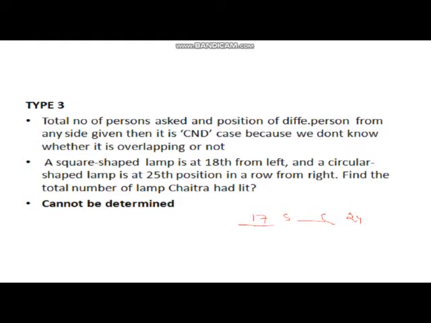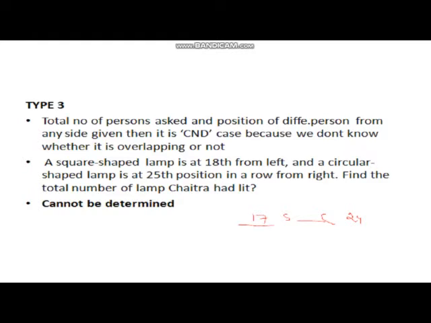Okay, just think, if the total number of persons is asked and the position of a single person from both sides is given, you can solve it. If the positions of two persons from different sides are given, you cannot solve it. So "cannot be determined" is the answer. This is one type of question.